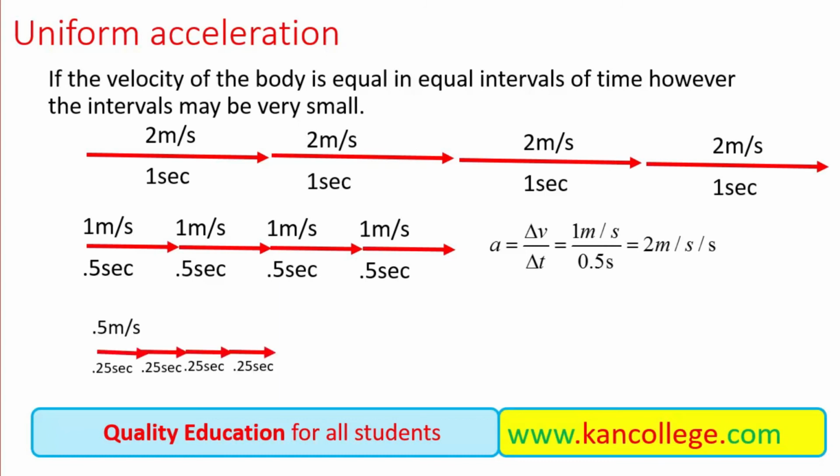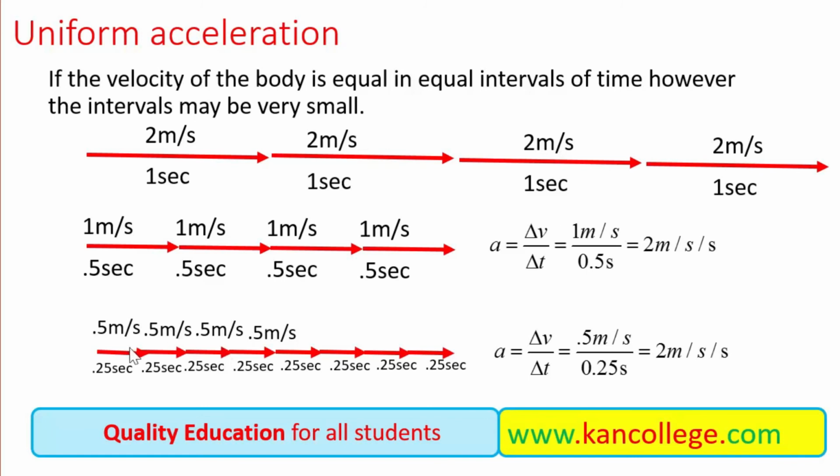And if we divide the time interval further into smaller intervals, the behavior of the body remains the same. It means in 0.5 second its acceleration was 1, then in 0.25 second its acceleration is 0.5, and the complete 0.5 second acceleration will be equal to 1. So acceleration will be the same for all the instants.